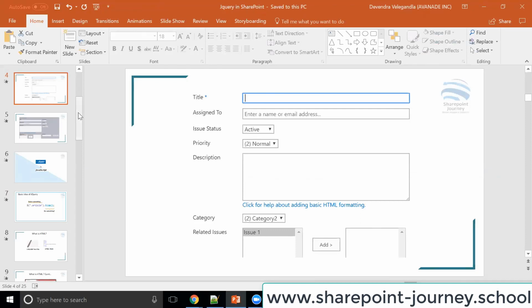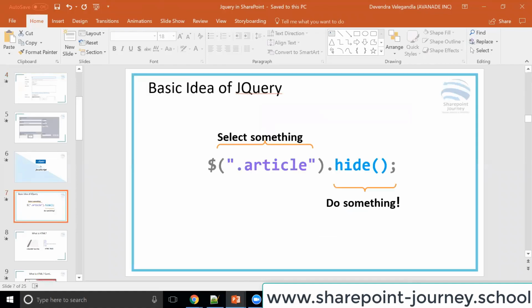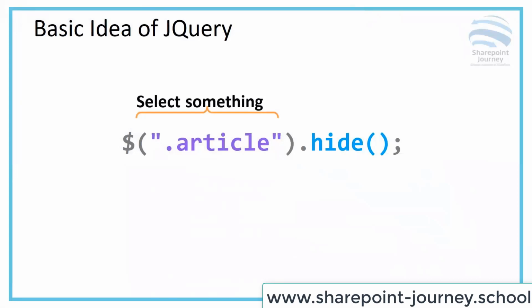Out of this particular page, you need to know what are the things that you want to customize. So you need to select something from this page. Then once you select something, you're going to do something. In this case, we are trying to select all the elements which match a particular class. Every element you can assign a class, and in this case it's an article. Then you are basically hiding that particular element on the page.